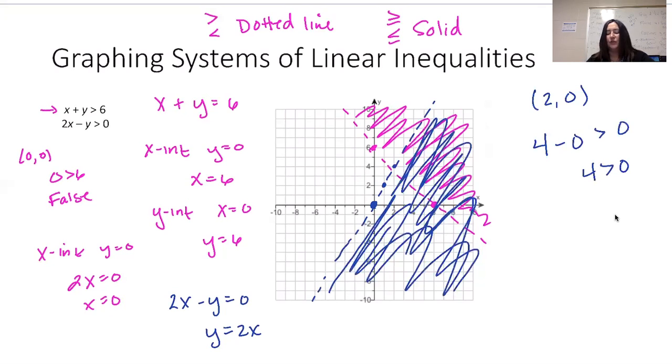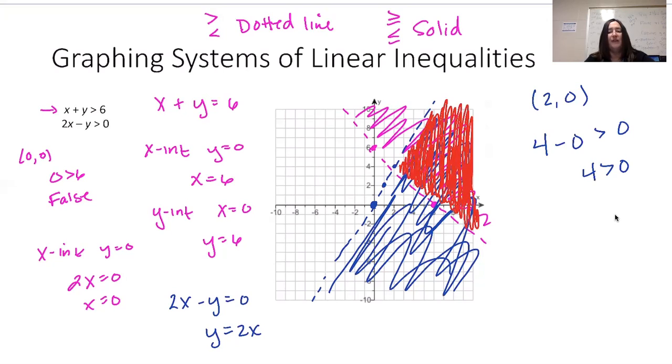So what you are actually looking for is the overlap of the shading. So the actual solution is just this region. And this is called your feasible region. Your feasible region is all the points that satisfy both equations. So the red part that I just shaded here is the answer to your problem.